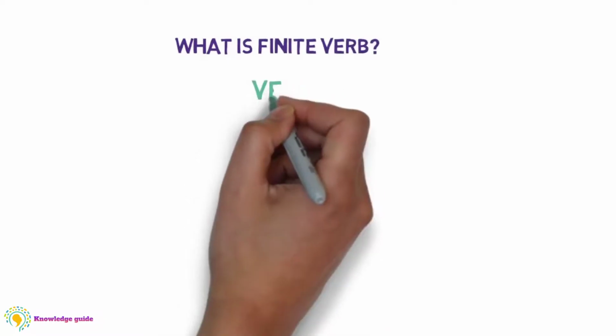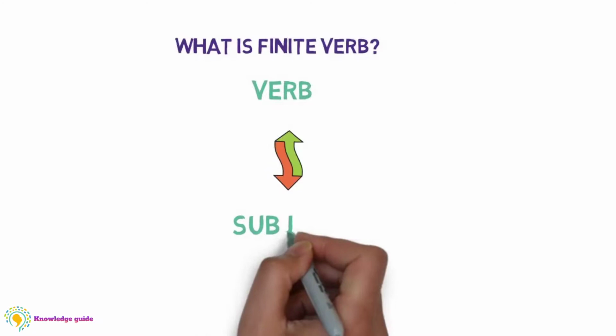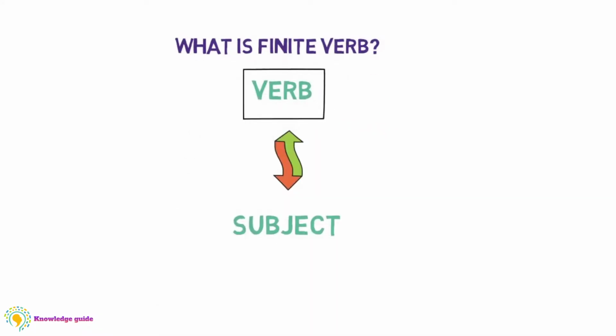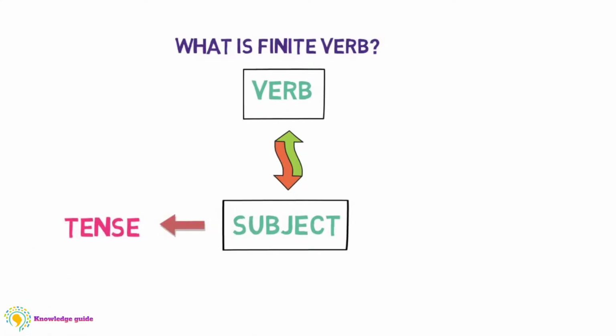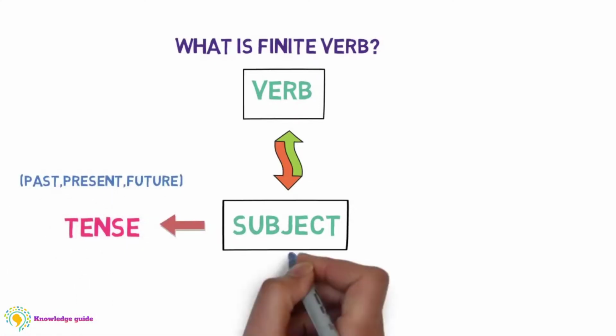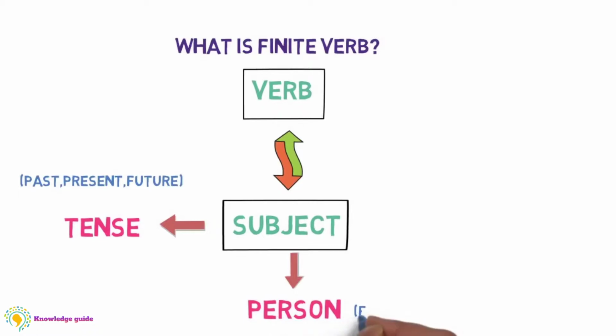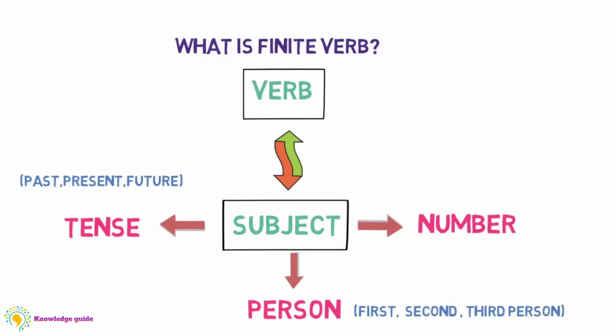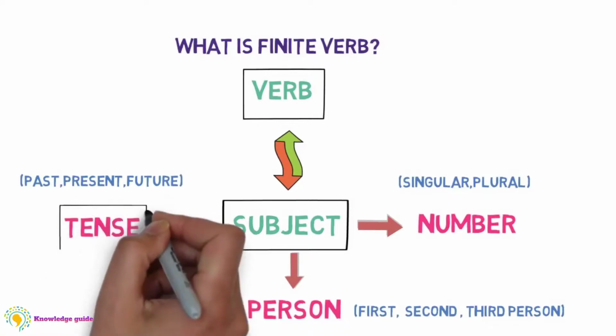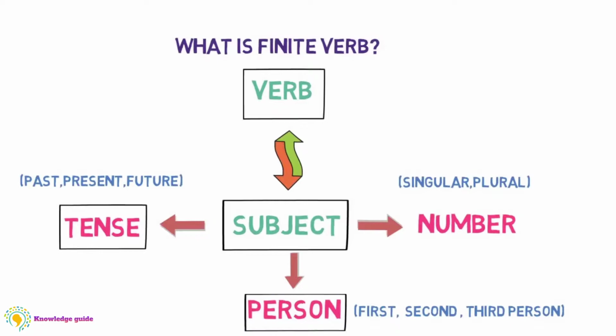A finite verb has an agreement with the subject. It means it limits the usage of verbs with the subject parameter. There are three parameters in which this limitation is fixed. First, it is the tense. That means the subject is performing an action in past, present, or future tense. Second, we have person, and thus the subject is first person, second person, or third person. And the third is the number. In this number the subject might be singular or plural. So a finite verb will change as per the tense, person, and number of the subject. So friends, now let us understand all this with sentence examples.